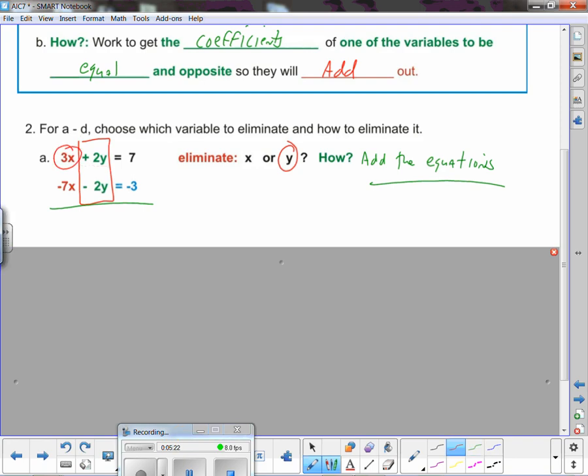Positive 3x and a negative 7x is a negative 4x. The y's add out. Positive 2y and a negative 2y is 0, right? And then 7 minus 3 is a 4, and you can finish that off. But see how that's going to work? Now you're down to one equation with one variable that you can solve.